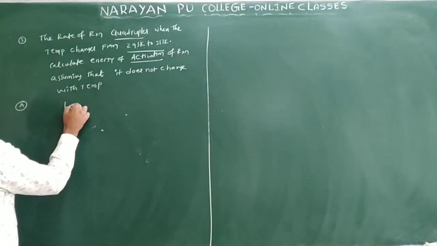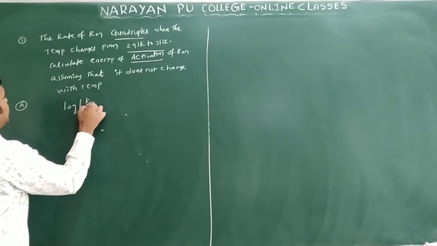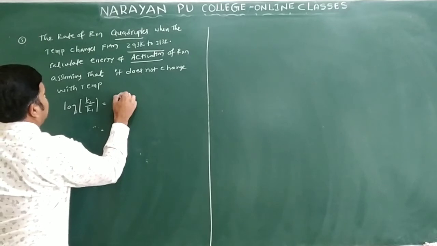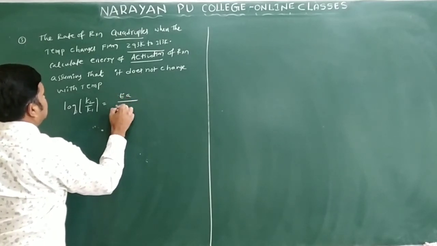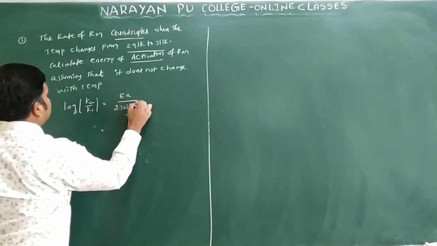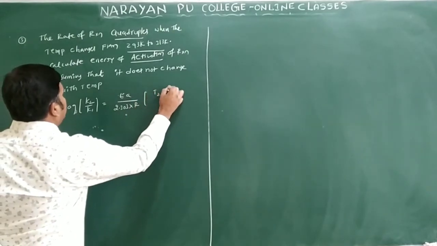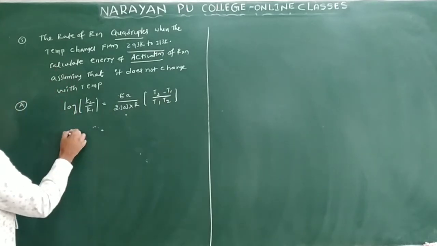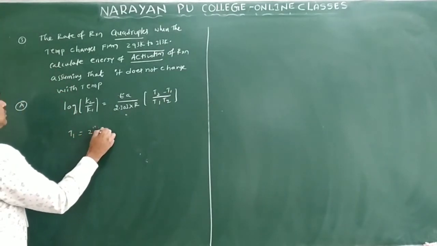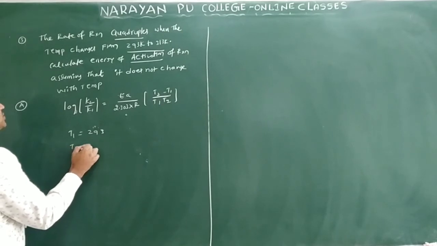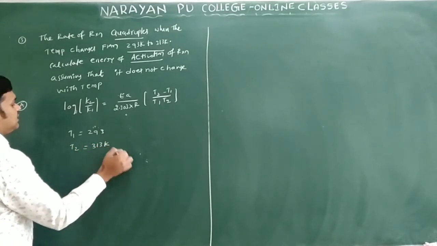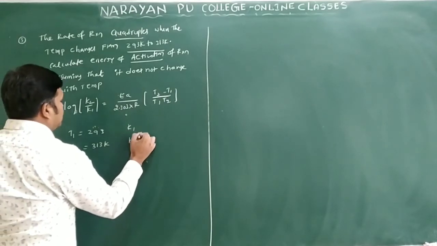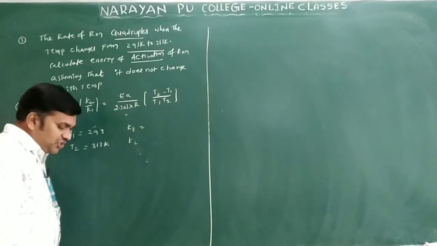You can take the formula log K2 by K1 is equal to EA by 2.303 R into T2 minus T1 by T1 T2. What is given? T1 is equal to 293 Kelvin and T2 is equal to 313 Kelvin. So what is K1 and what is K2? Generally, initially we take K1 as K.